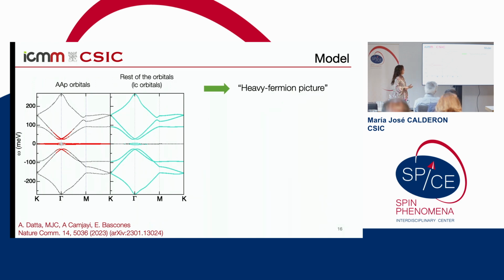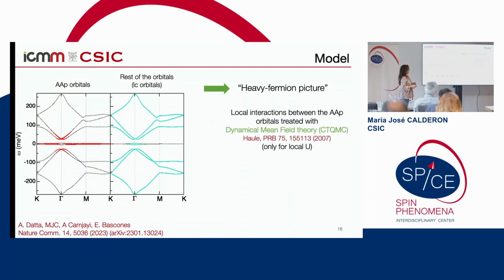So this observation of having these 2 kinds of orbitals takes us to think that we can look at this as a heavy fermion picture, in which we have some orbitals that tend to form local moments and some orbitals that are itinerant, and they interact with each other. And in order to study this, we use a combination of theoretical techniques. So we use dynamical mean field theory to include the interactions and correlations for these orbitals, the ones that dominate the flat bands. And we use Hartree, which is a static mean field approximation that is very commonly used to study correlated materials, for the rest of the interactions.